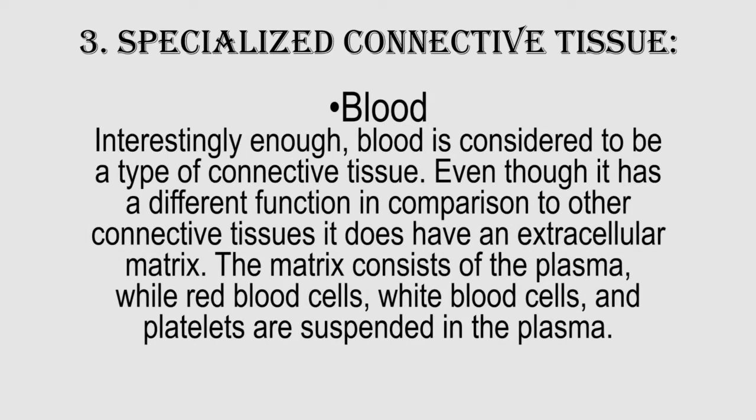Blood. Interestingly enough, blood is considered to be a type of connective tissue. Even though it has a different function in comparison to other connective tissues, it does have an extracellular matrix. The matrix consists of the plasma, while red blood cells, white blood cells, and platelets are suspended in the plasma.